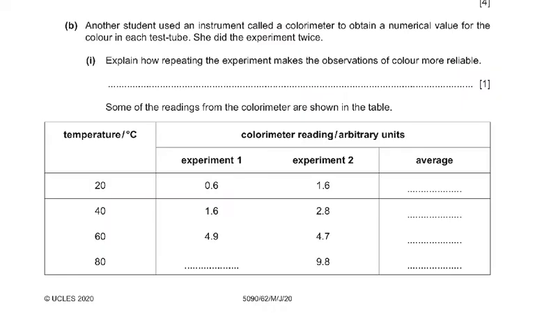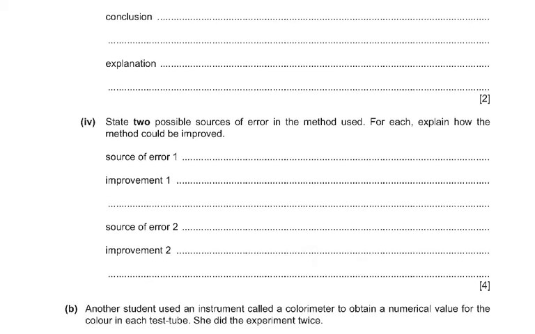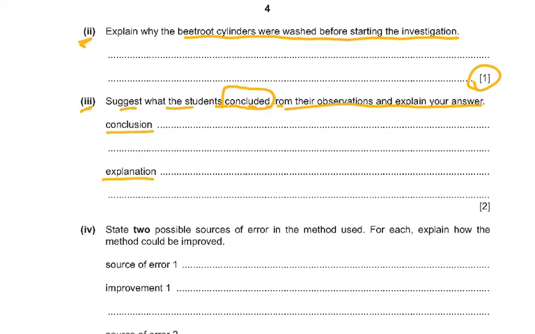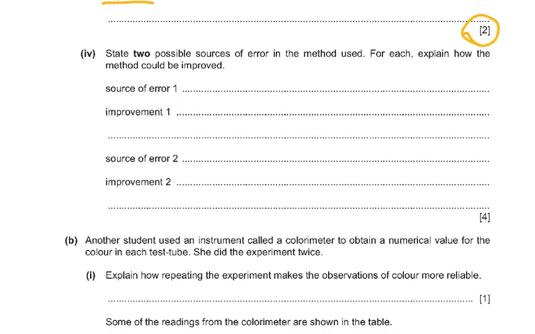Then let's look at the next part of the question. Part 2, explain why the beetroot cylinders were washed before starting the investigation. Part 3, and this was 1 mark, says suggest what the students concluded. Conclusion means what did you conclude? What did you think was the case? Their observations, and explain your answer, conclusion and explanation. And that's another 2 marks. Then state 2 possible sources of error in the method you used. For each, explain how the method could be improved. So what is the source of error and how could you improve it?